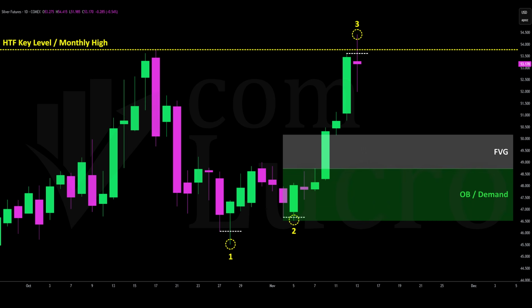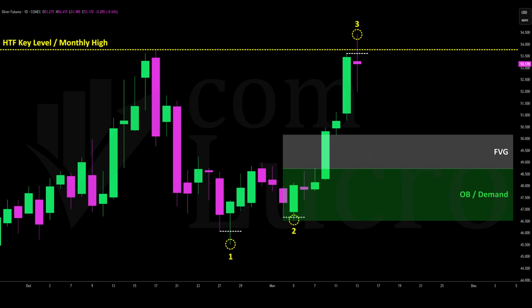Notice that price traded above the first candle's high, but then closed back below it, creating the two-candle liquidity grab reversal. At the same time, price also traded above the major higher time frame swing point on the monthly chart before reversing back below it.